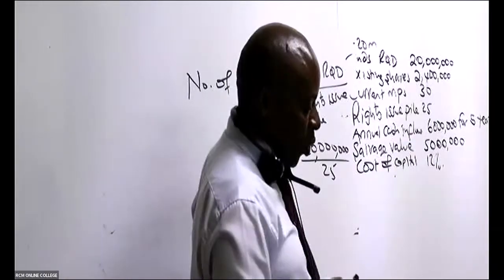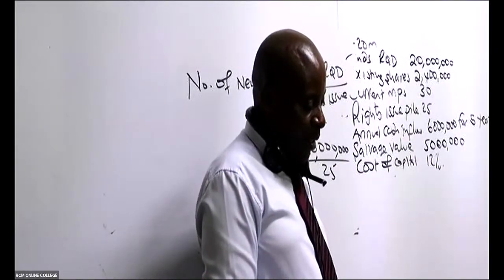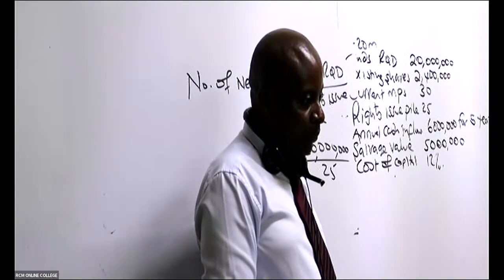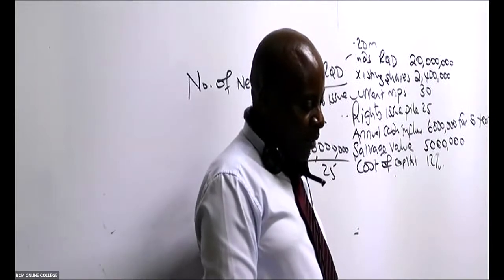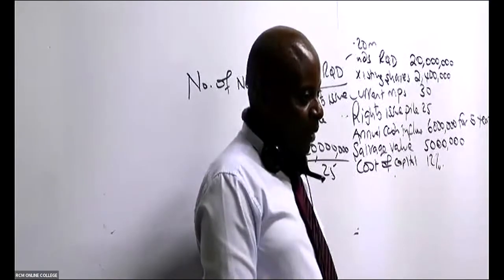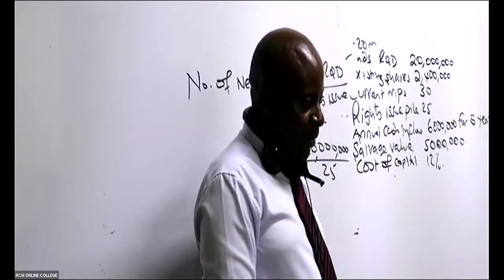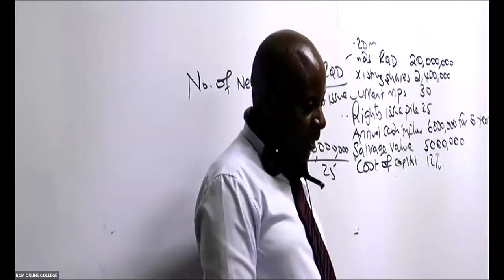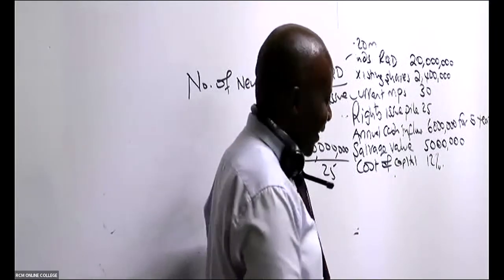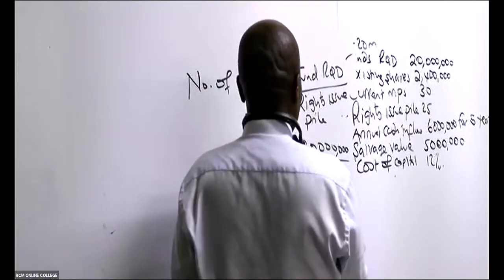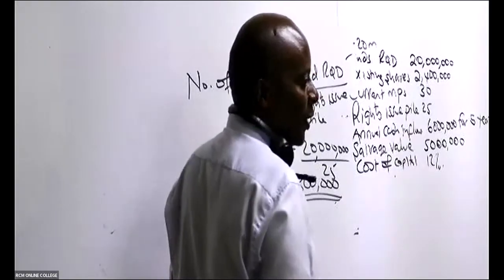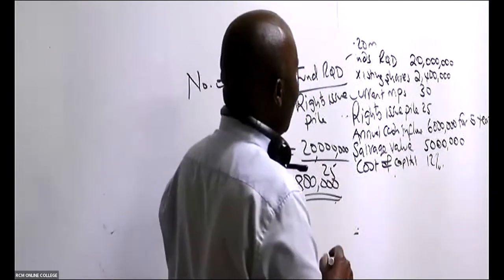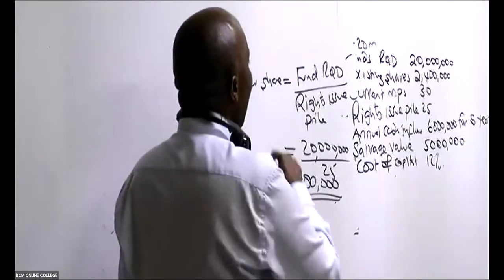So please go ahead and give me the new shares. 800,000, use the calculator. 800,000. So after you get this, then you should be able to give us the number of rights.